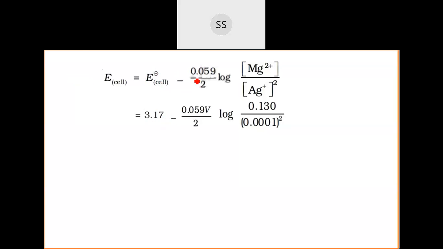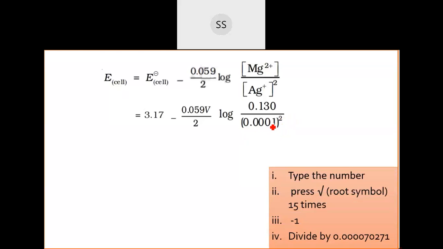So 3.17 minus 0.059 by 2 log of magnesium ion value, which was 0.130, divided by 0.0001 whole square. Then you need to find the log. I hope you all remember how to calculate the log. Still I have put it on the side. If you don't know how to calculate the log using the calculator, these are the steps which you need to follow. First, you will type the number, whatever you get over here: 0.13 divided by 0.001, again divided by 0.001 square.